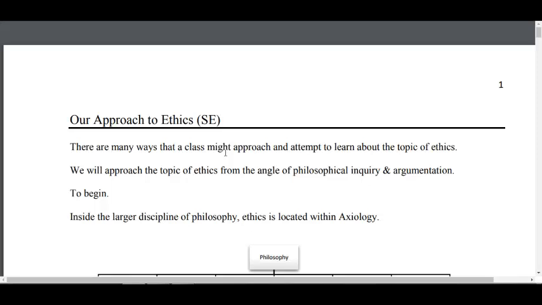But there are many ways to approach it. The way we will approach it is, this is a philosophy-based class, which means we're going to approach ethics from the angle of philosophical inquiry and argumentation, which very likely means very little to people in the class at this point, but it will mean a whole lot more by the end of this video, as well as when we're making our way through the semester.